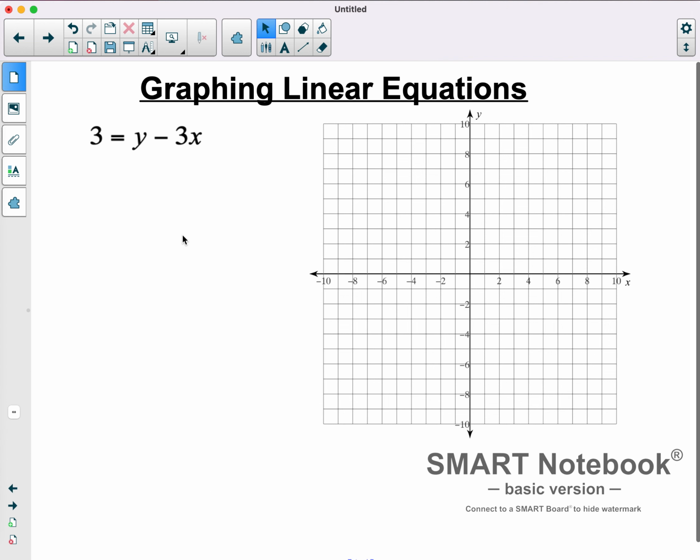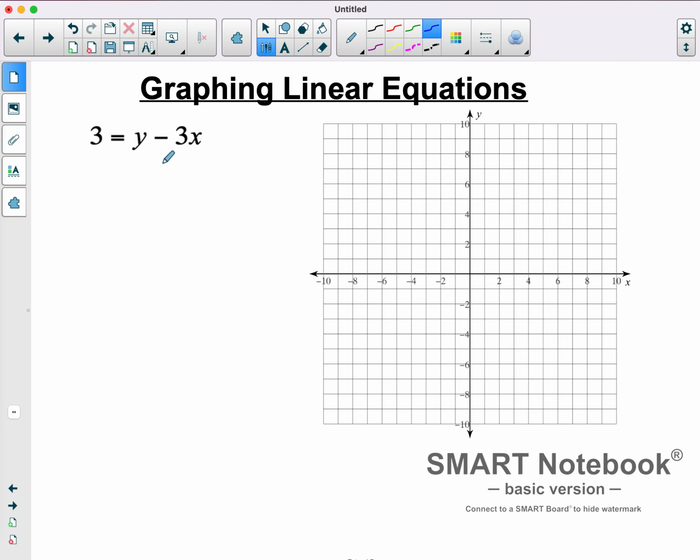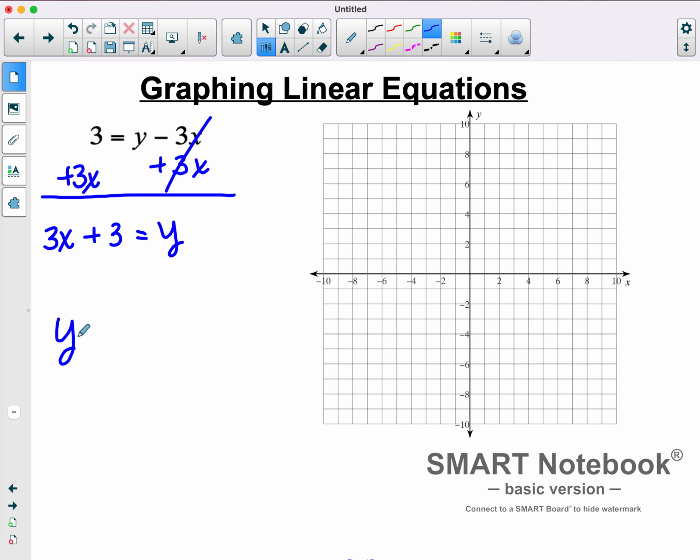For this second equation, we have 3 equals y minus 3x. We still want to get y by itself so that it's in slope-intercept form. This time I'm going to add 3x to both sides. Which does get y by itself. I have on the left side now 3x plus 3. We cannot combine those because they're not like terms. But the y is currently isolated by itself. You can write this on the left side, so it's y equals 3x plus 3.